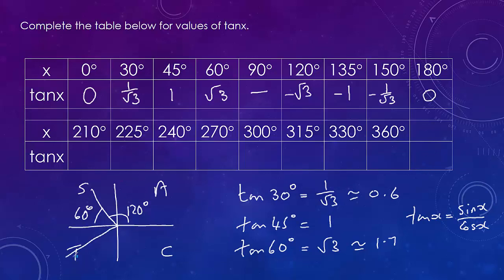For 210, we're in the T quadrant now, so it's going to be positive. 210 is going to have an associated acute of 30, so it's going to be positive 1 over root 3. Then this one will be 1. This one would be root 3. And 270, once again, we're going to be dividing by 0, so that's going to be undefined. Then we're moving into the C quadrant. The associated acute would be 60 for 300 degrees. So that's going to be negative root 3. Then we're going to have negative 1 over root 3, and we're back to 0.